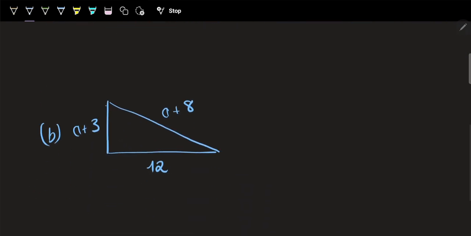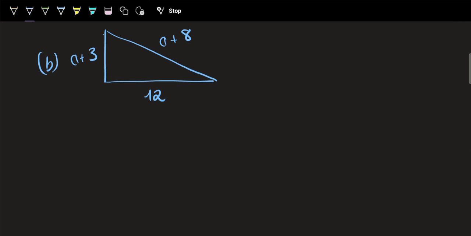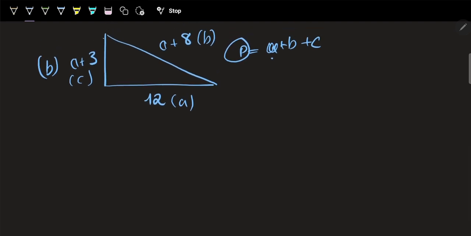Okay, let's move on to a shape question. It's the same concept, but you apply it to a shape. This asks you to find the expression for the perimeter. So we know the perimeter of a triangle is all the sides added up together. We can call this side A, this B, and this C. Let's assume all the sides added together equal P, the perimeter.